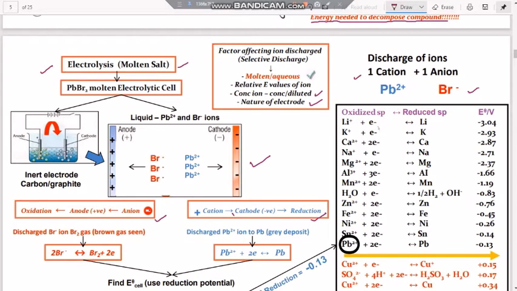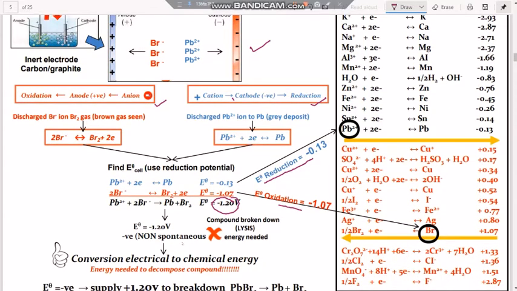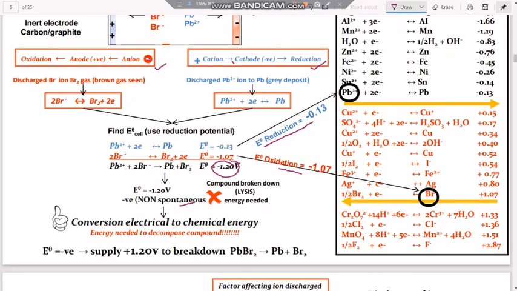Oxidized, potential shown here. In the electrochemical series, if you observe the reduction potential value of lead and the oxidation potential value of bromine, and add both, we get minus 1.20 volts. So it indicates a non-spontaneous process, and the conversion of electrical energy to chemical energy here is non-spontaneous. It needs energy to decompose.